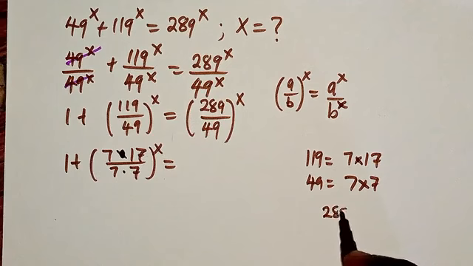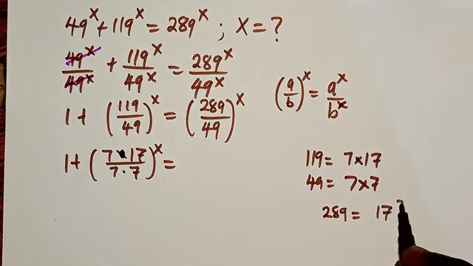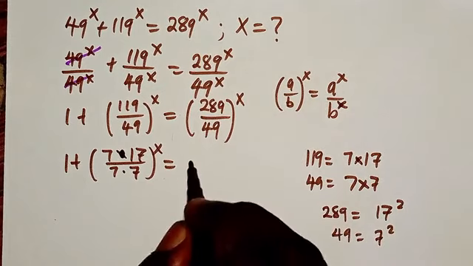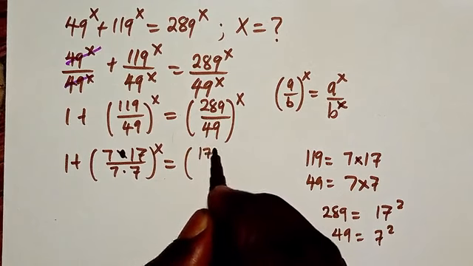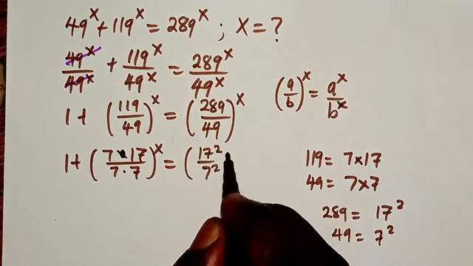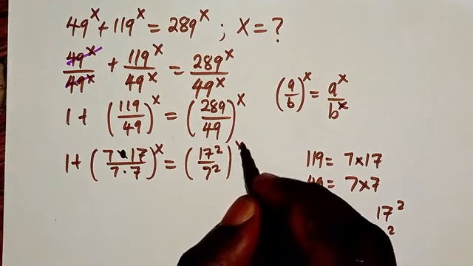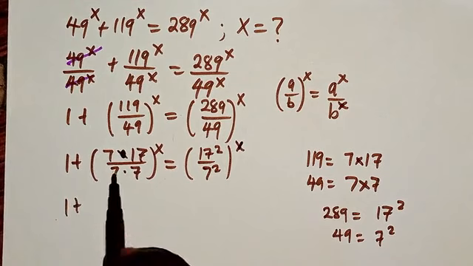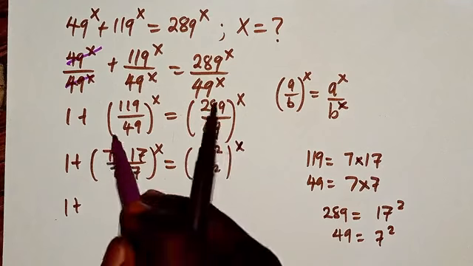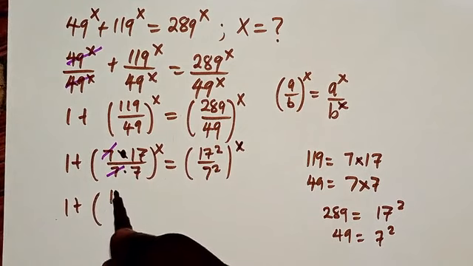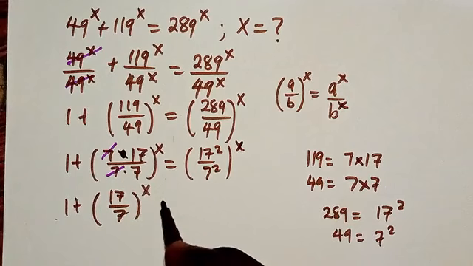You know that 289 can be written as 17 squared, because 17 times 17 gives us 289, and 49 can also be written as 7 squared. So I'm going to replace it: 17 squared over 7 squared, then I have x here. So now from here we have 1 plus, we can reduce this. So this 7, we cancel this 7 here, right? So we are going to be left with 17 over 7 to the power x equals.